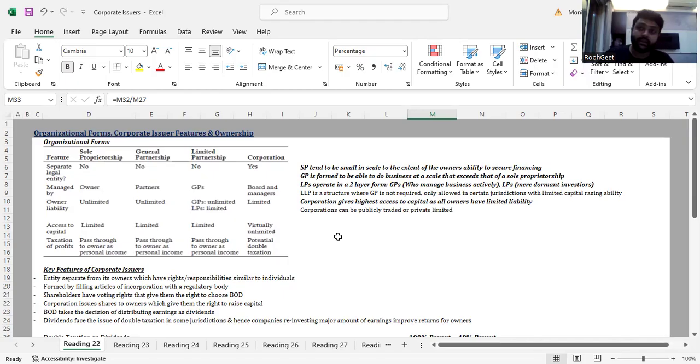What happens is that I paid tax on earnings before tax, or profit before tax. After that, let's say I get PAT. If I distribute this PAT as dividends, then the investor will also have to pay tax on those dividends.